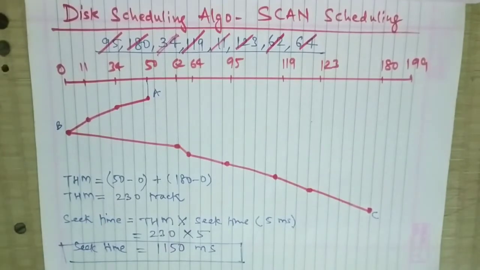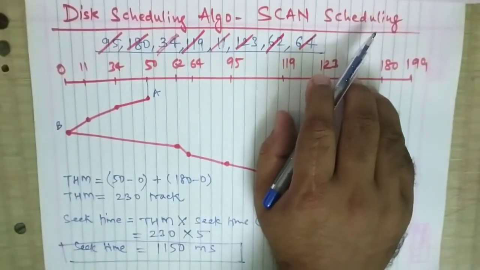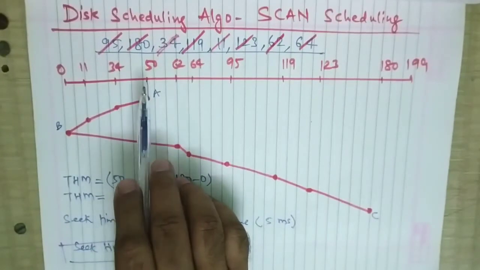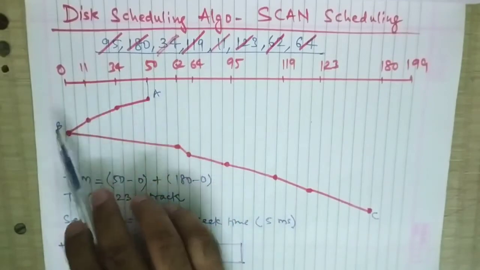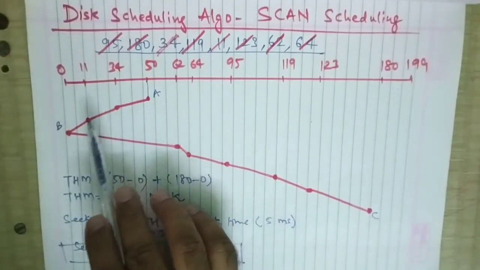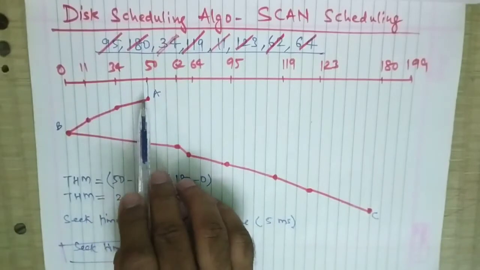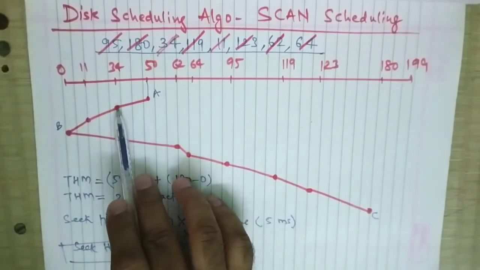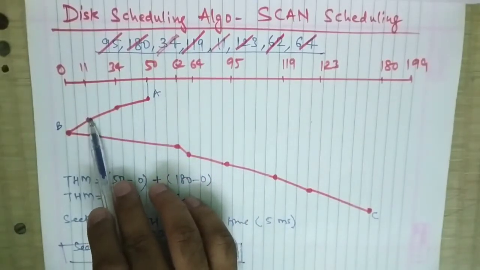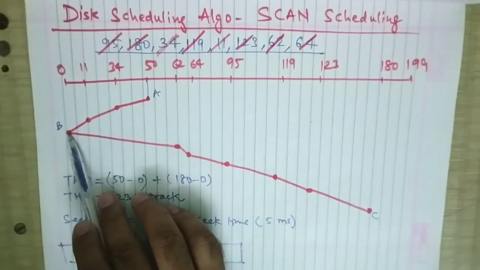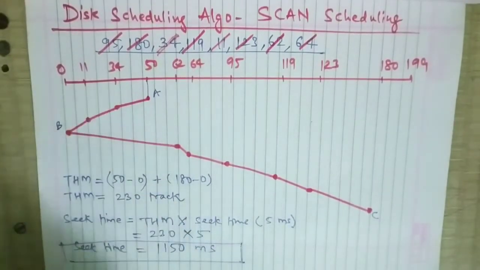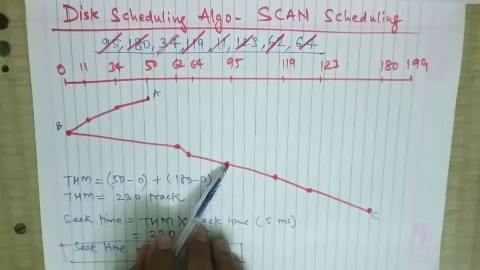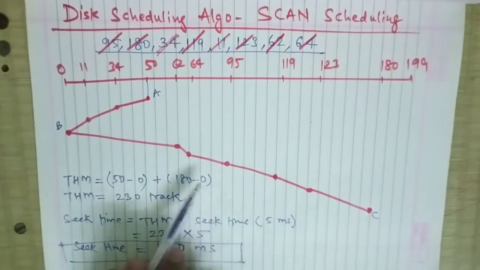I'm just revising again. In the SCAN scheduling algorithm, we start at A, that is from 50, and move toward 0, servicing all the tracks that come in between. So 34 came in between, then we move to 11, then 11 to 0, but 0 is not a track we are going to service. From 0 we move to the other side, servicing 62, 64, 95, 119, 123, 180, as 34 and 11 are already serviced. So all are serviced.